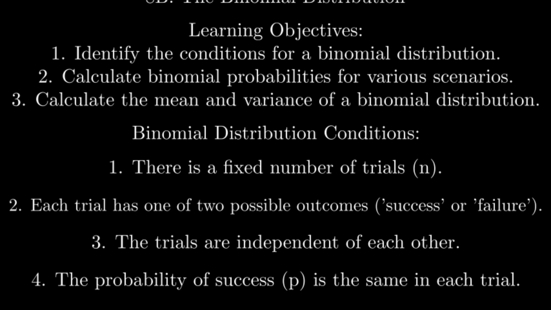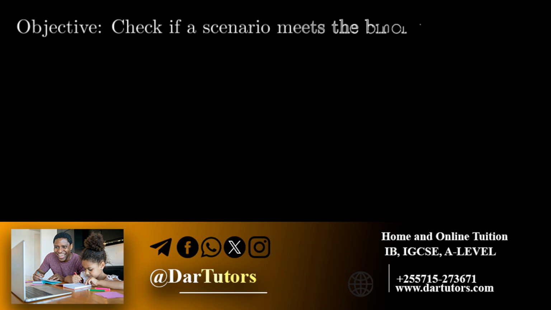So to recap, for a situation to be binomial, we need a fixed number of independent trials, each with 2 outcomes, and a constant probability of success. If all 4 of these conditions hold, we have a binomial distribution. Now let's practice identifying these scenarios. It's not always obvious if a situation fits the binomial model. Our goal here is to learn to check if the 4 conditions are met. So our objective for this part is to check if a given scenario meets those 4 binomial conditions.